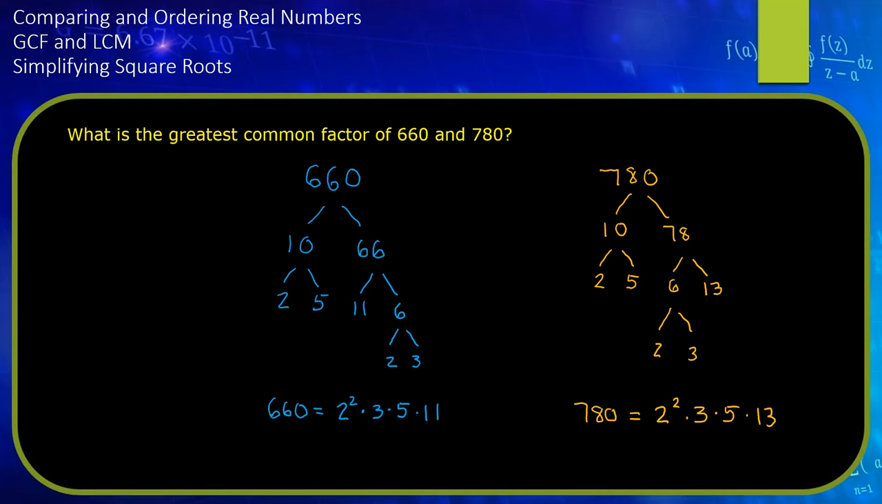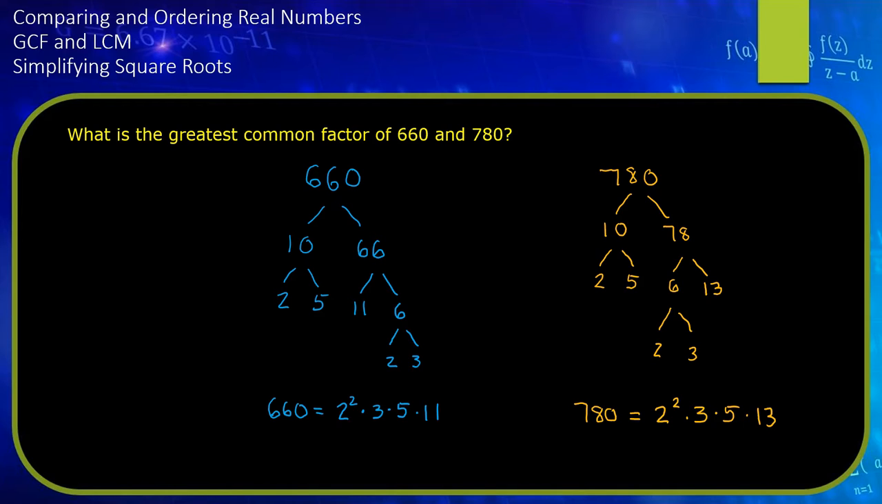So they have 2's in common. They both have 2 squared as well. So 2 squared is part of the greatest common factor. They both have 3's, so the multiplication of 3 is part of the greatest common factor. And 5's are being multiplied in both, so 5 is part of the greatest common factor.